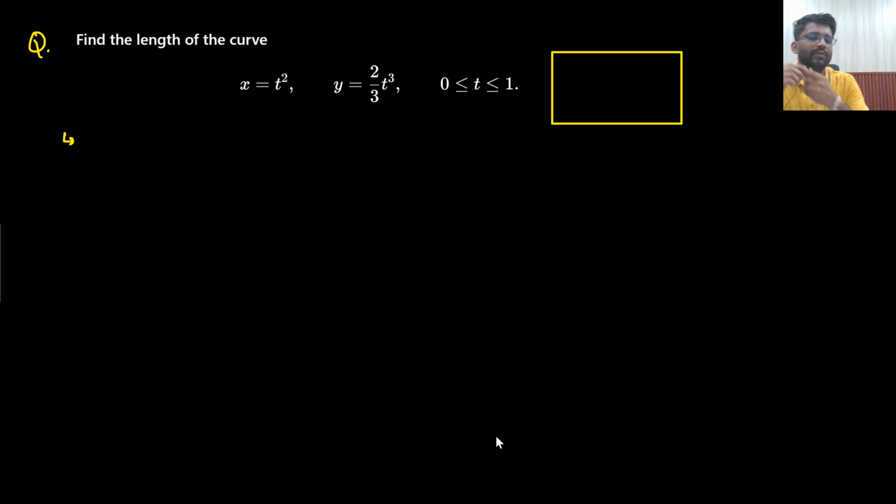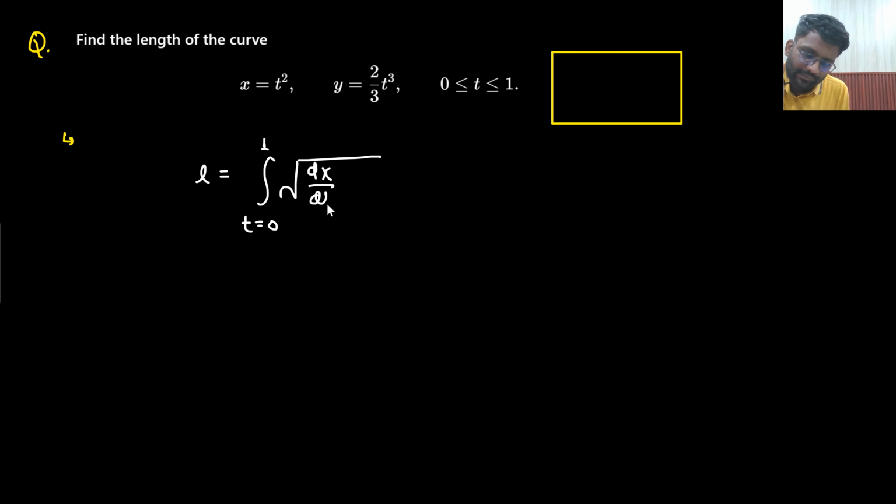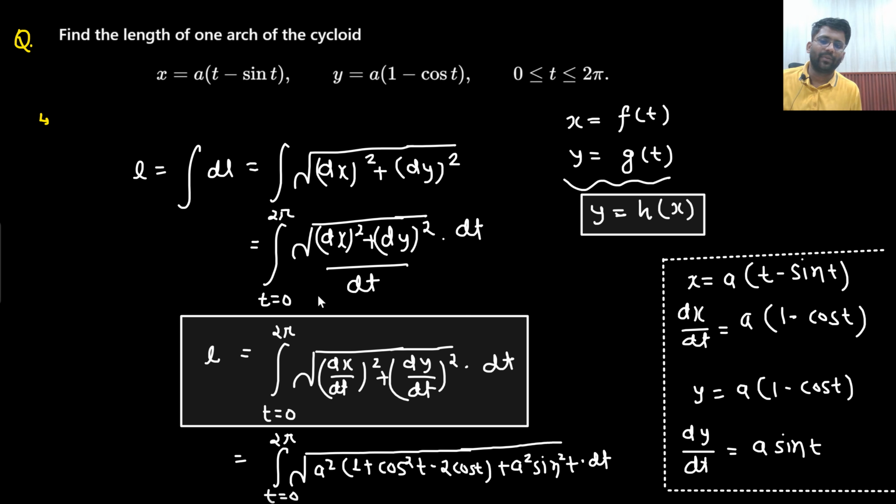X equals t square, y equals 2 by 3 t cube. Limit of t is going on. What you can do? Again the same thing. I will directly write down the formula. Which formula? Limit of t will go from 0 to 1, under root dx by dt whole square plus dy by dt whole square, dot dt. Did you understand how I wrote down the formula? Directly from here. This formula I have written.